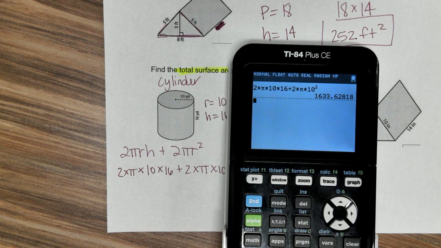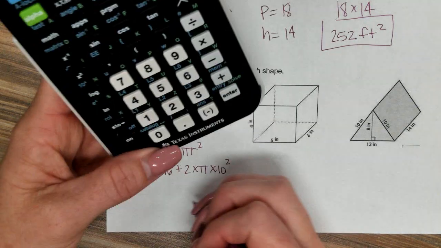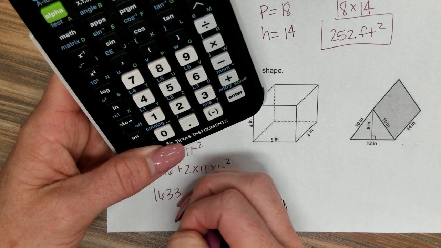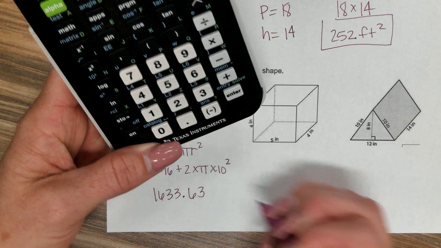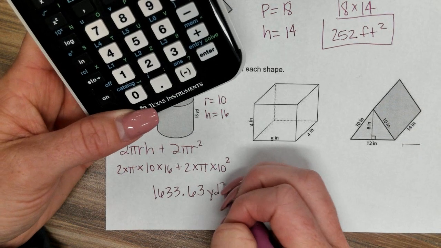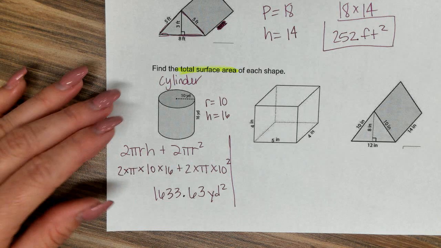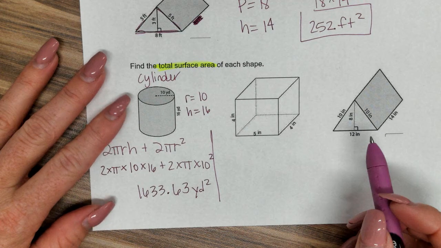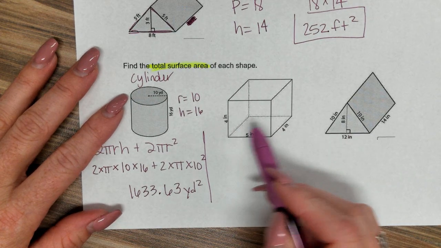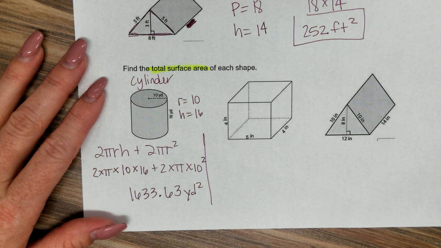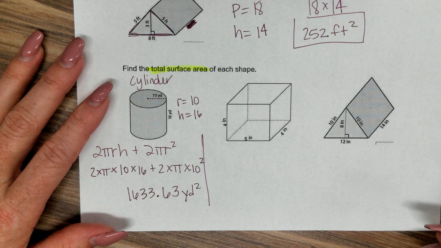And there's my answer. 1,633.63 if I round. Yards squared. What is this shape called? A rectangular prism.